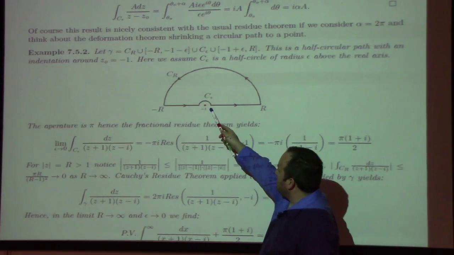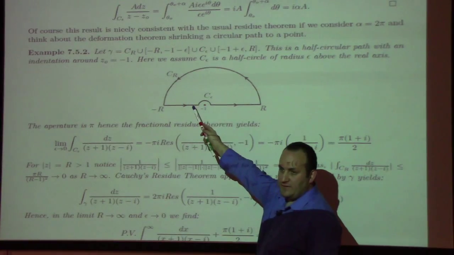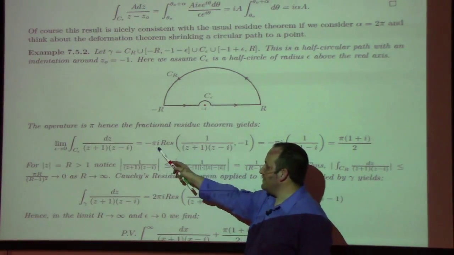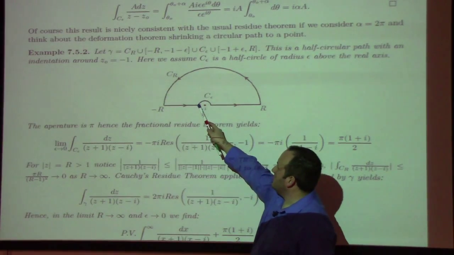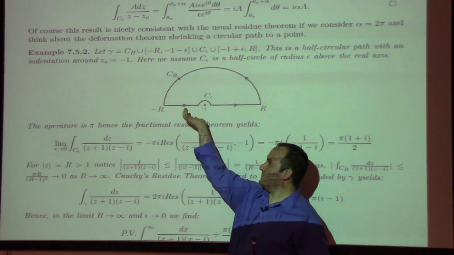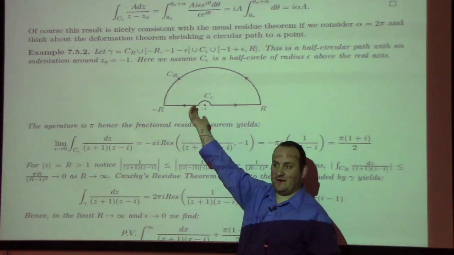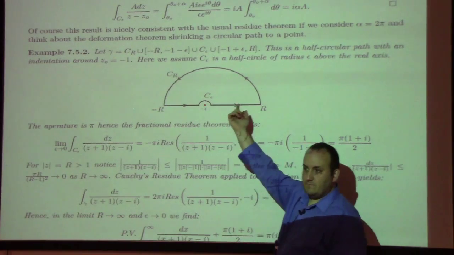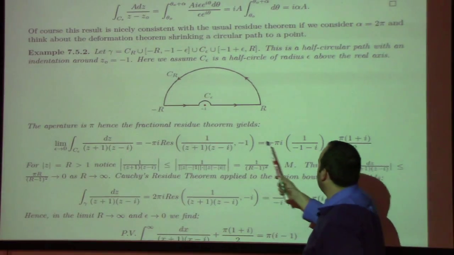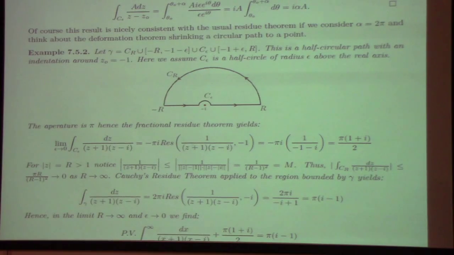Okay, so anyway, I use the theorem. This means I pick up half the residue, right? So instead of having 2 pi i I have pi i. And also, why is it minus pi i? See, it's clockwise. You could think of alpha being minus pi there. So it's minus pi i times the residue, which works out to pi times 1 plus i over 2.